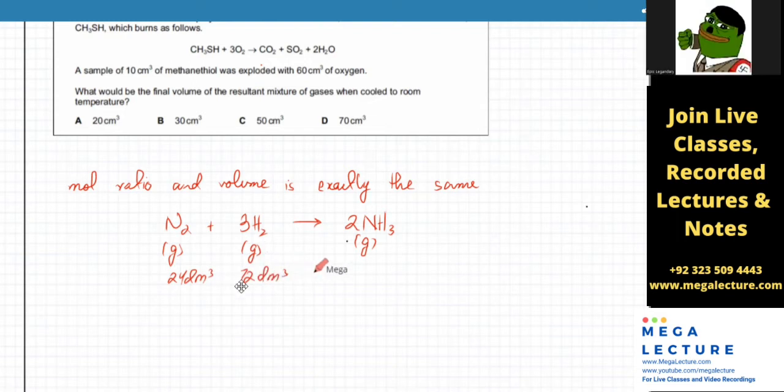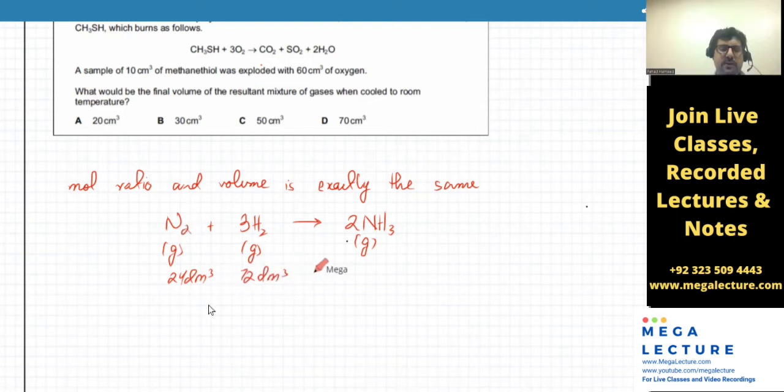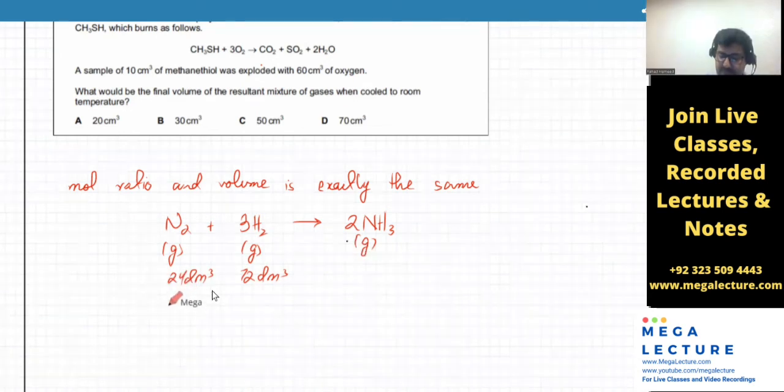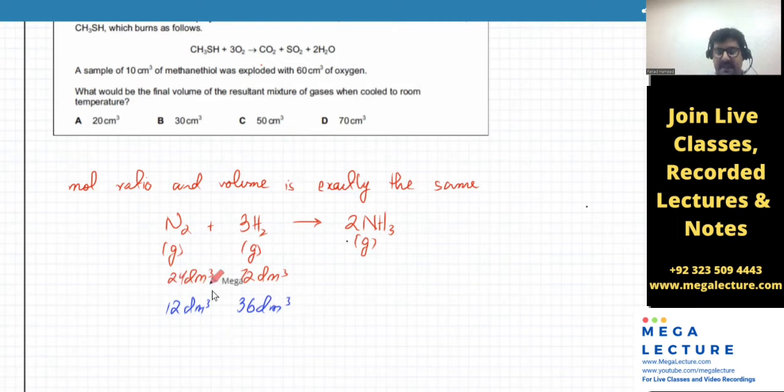Yes, sir. So what is the mole ratio? That's 1:3. What is the volume ratio? That's also 1:3. Although it's a different quantity, the ratio is exactly the same. Is that clear? And similarly, if I have 0.5 moles of N2, that means I've got 12 dm³, right? Now 0.5 moles will, according to the ratio, react with 1.5 moles. 1.5 moles would be 36 dm³. So the ratio is still intact. It's 1:3, right?